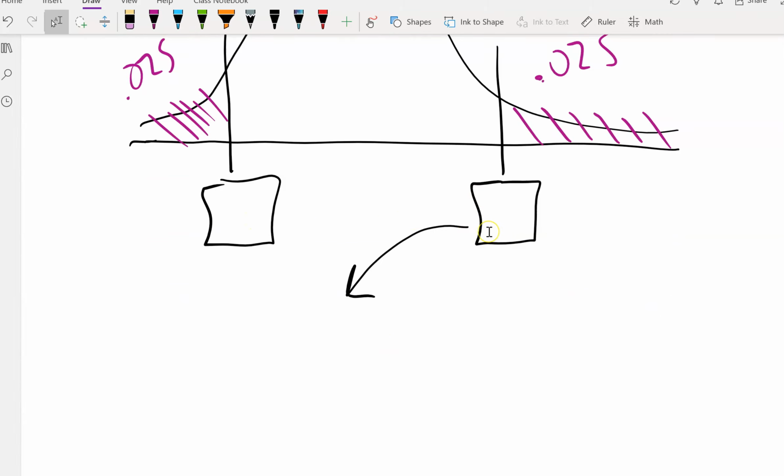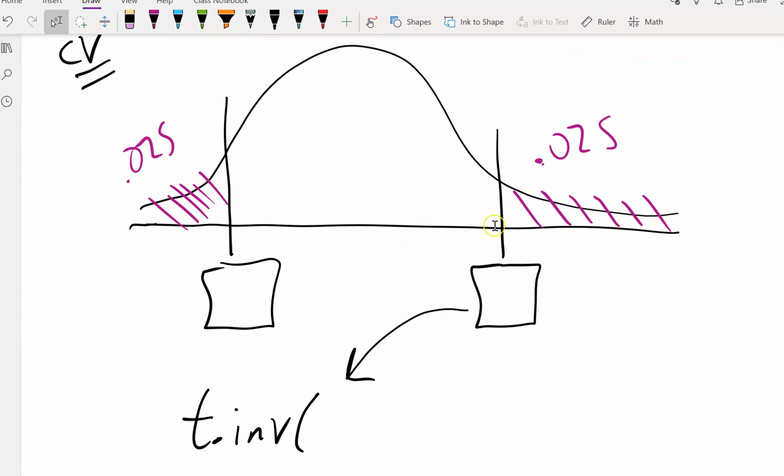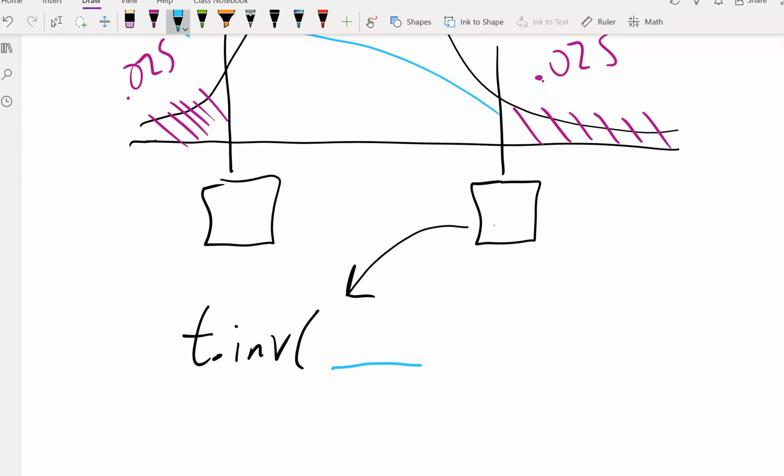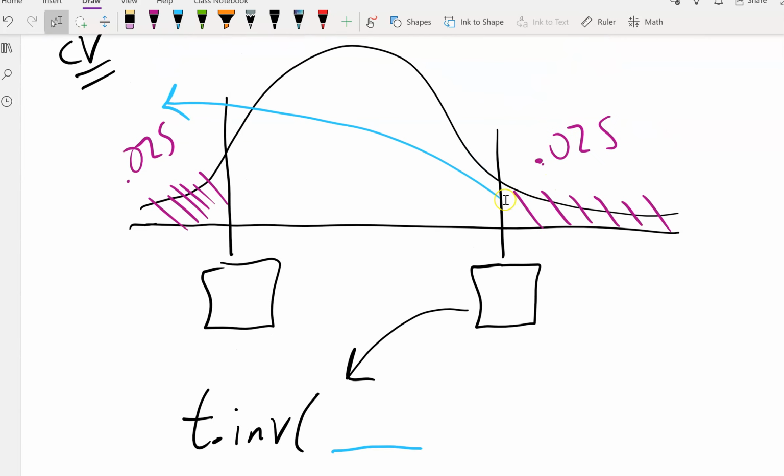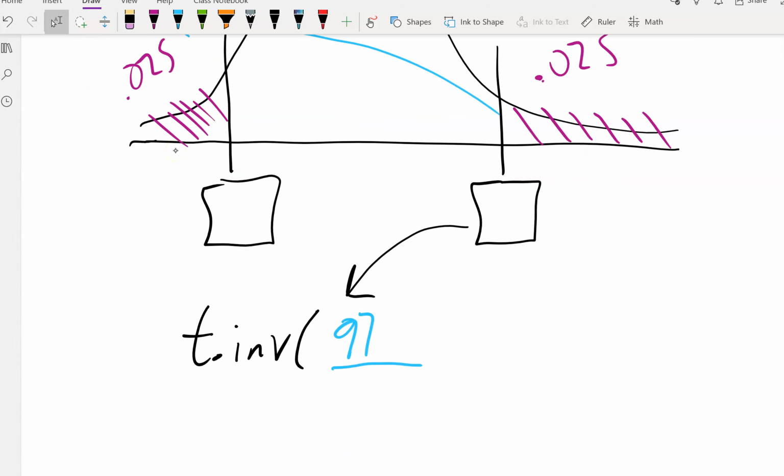So how do I find this number? Again, you can utilize your t-tables, or I like to use Excel. I'm going to use T.INV because that's how I always find my critical values. You've got to just know how to use them. T.INV always works with area below, so it's going to want this area below. How much area is below this bar? Well, if 2.5% is above it, then 97.5% is below it.